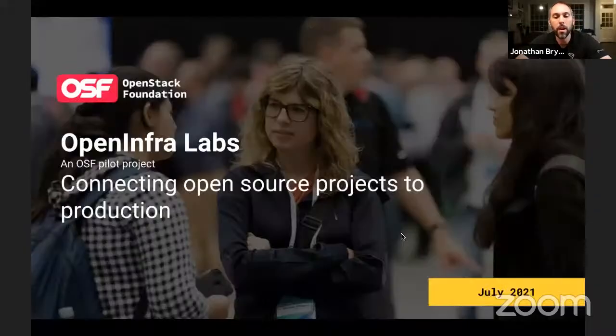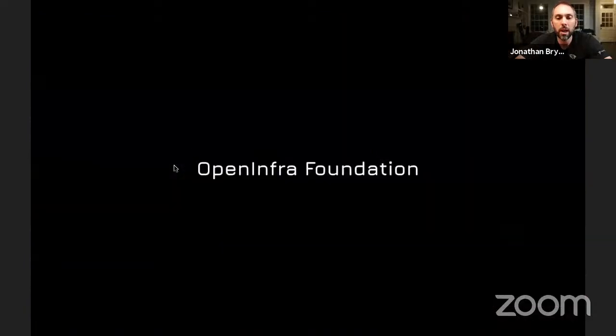Okay, so Open Infra Labs is a project that we kicked off in collaboration with some universities and industry organizations, and the goal is really to connect open source projects like OpenStack and Kubernetes to the production environments where they are running, and the individuals who are responsible for operating those. So to give you a little background, I just want to mention quickly the Open Infrastructure Foundation and who we are and what we do.